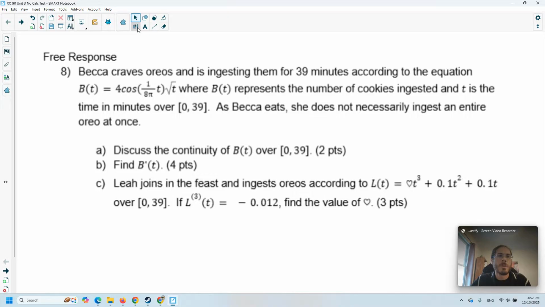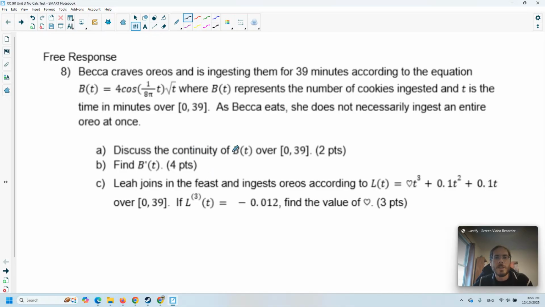In this free response, it says Becca craves Oreos and is ingesting them for 39 minutes according to this equation, where B of t represents the number of cookies ingested and t is the time in minutes from 0 to 39. As Becca eats, she does not necessarily ingest an entire Oreo at once, because it's possible she only eats half at a time, or puts 3 in her mouth at once and eats 3 at one time. That's possible, so we have to keep that in mind.